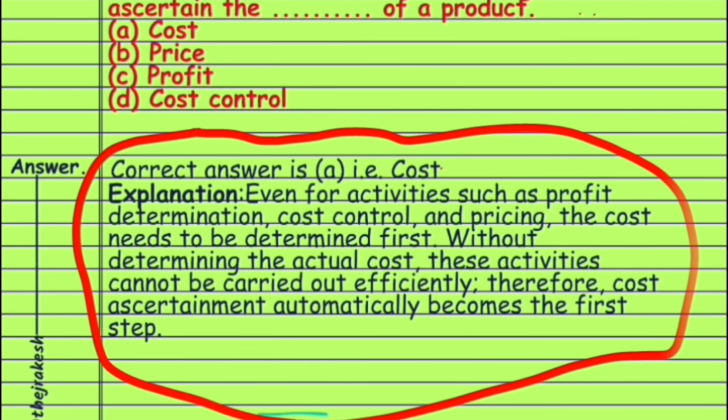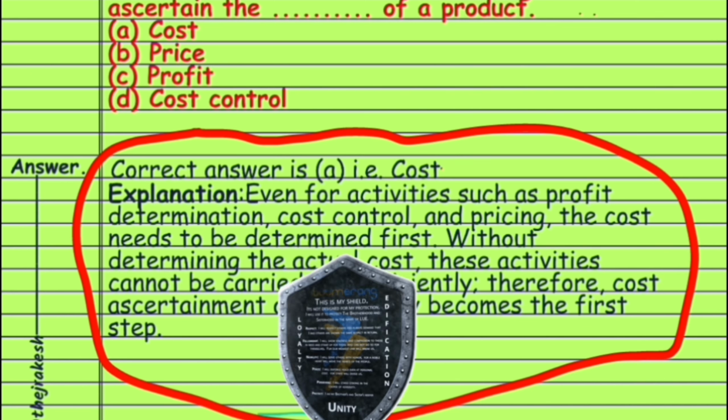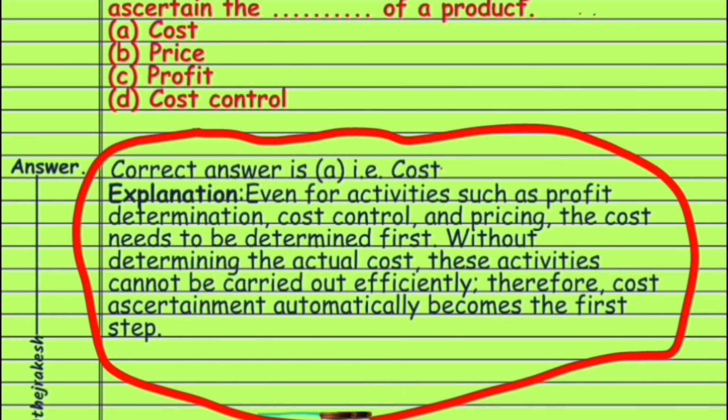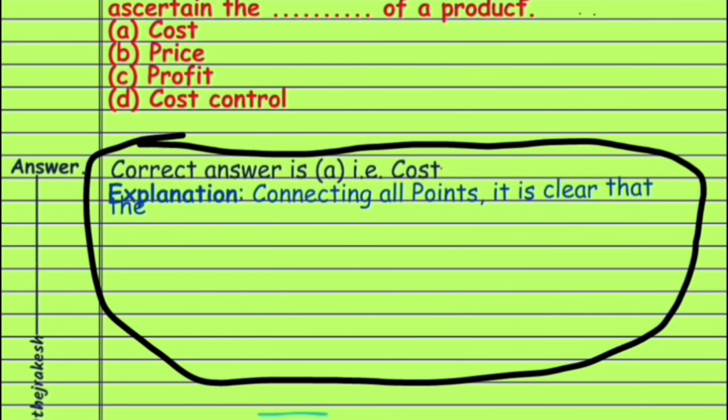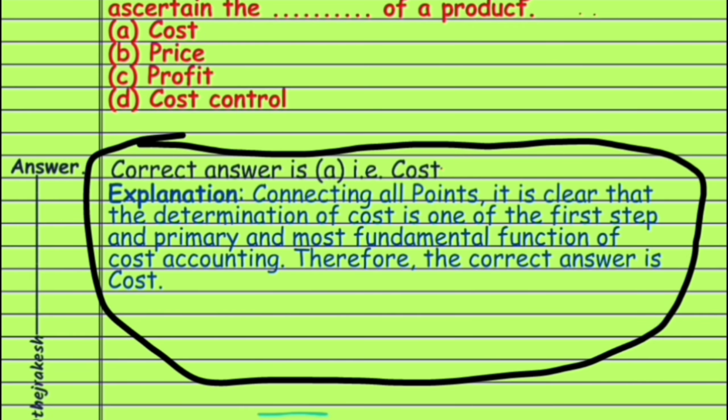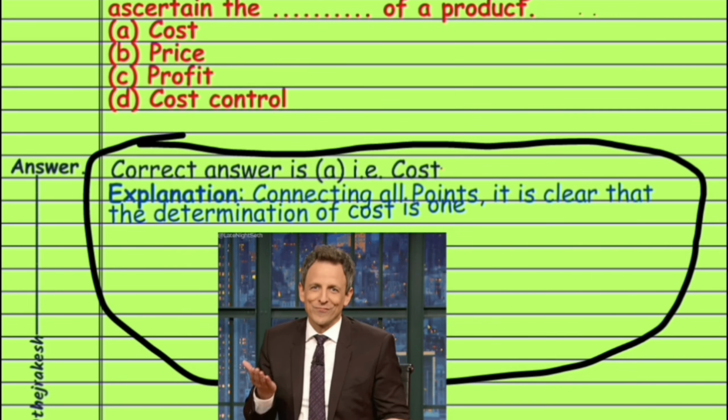Even for profit determination, cost control and pricing, the cost needs to be determined first. Without determining the actual cost, these activities can't be carried out efficiently. Therefore, cost ascertainment automatically becomes the first step. Summarizing all points, it is clear that determination of cost is the primary and most fundamental function of cost accounting. Therefore, the correct answer right here is option A, that is cost.